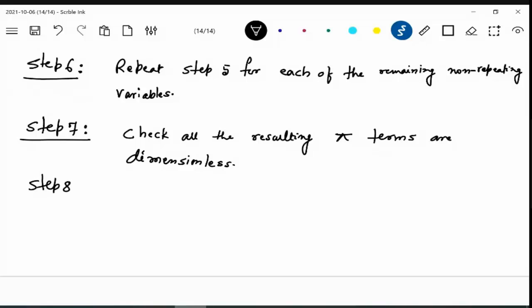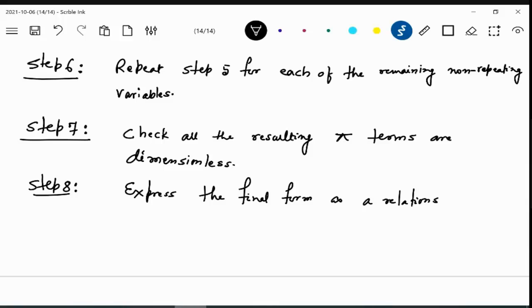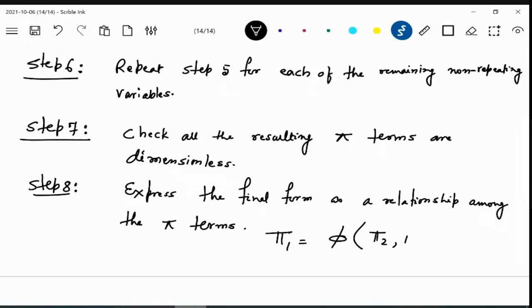And the final step is to express the final form as a relationship among the pi terms. Among the pi terms, you can write pi 1 equals a function phi of the other variables pi 2, pi 3, and pi k minus r.